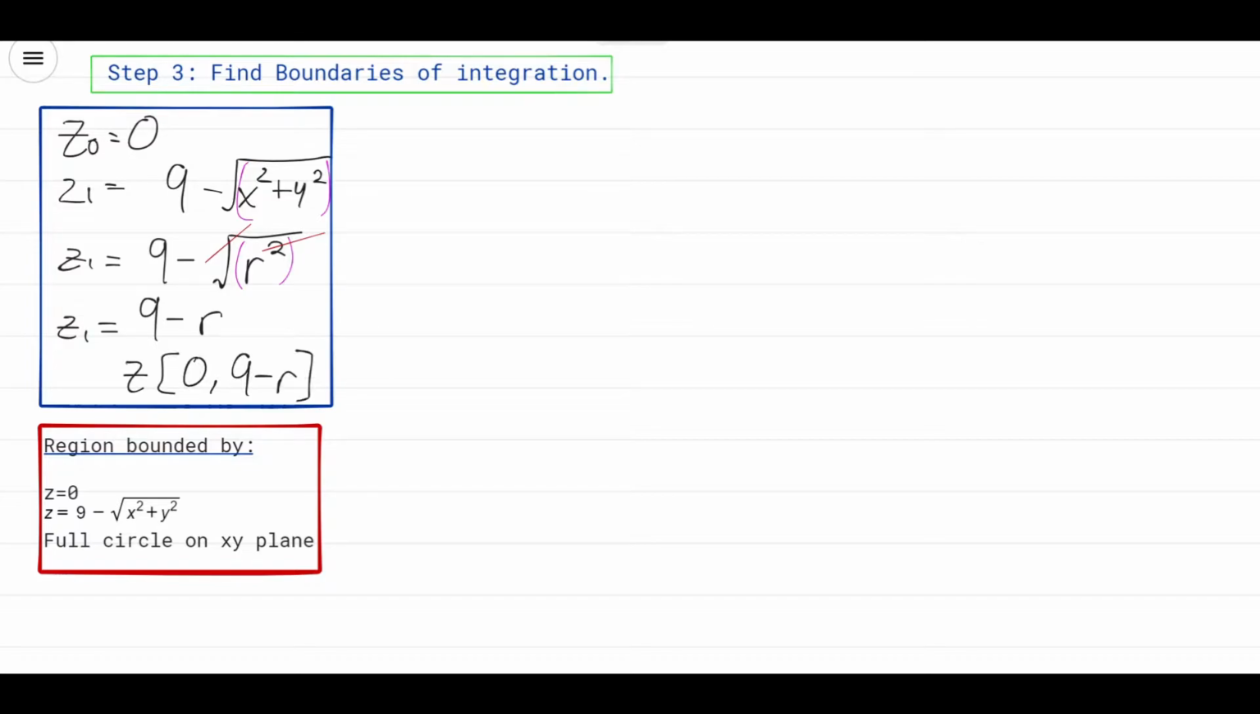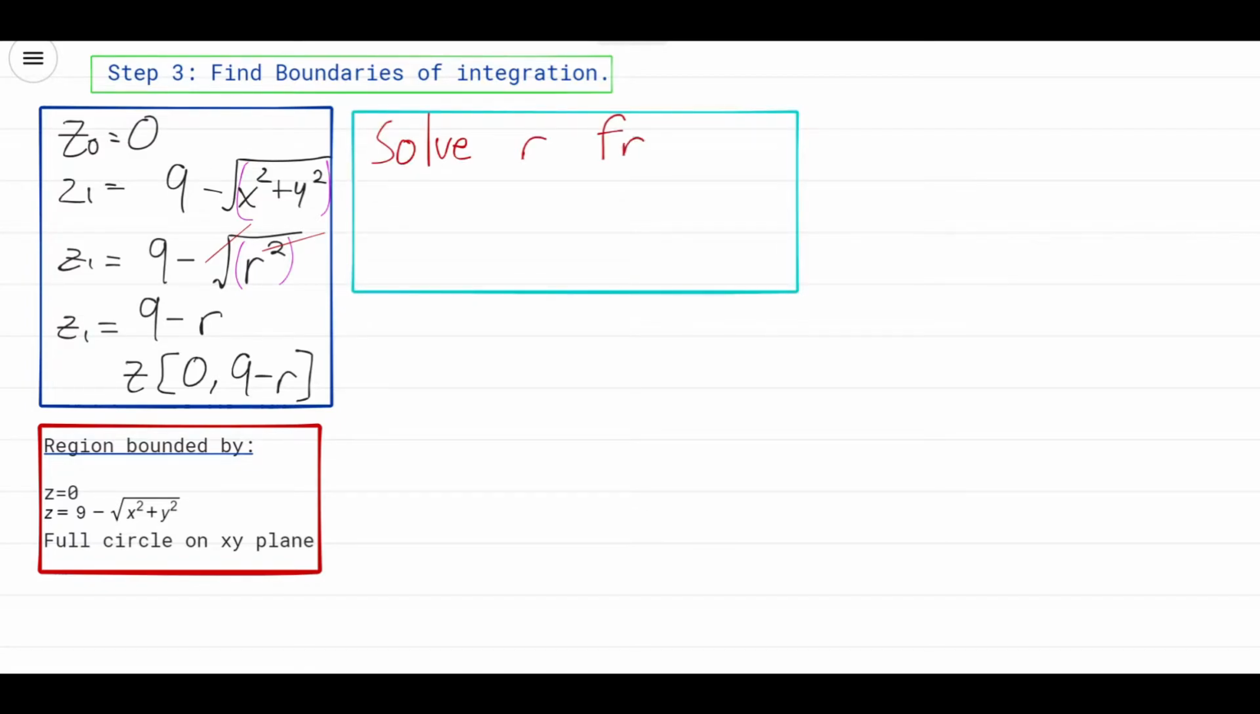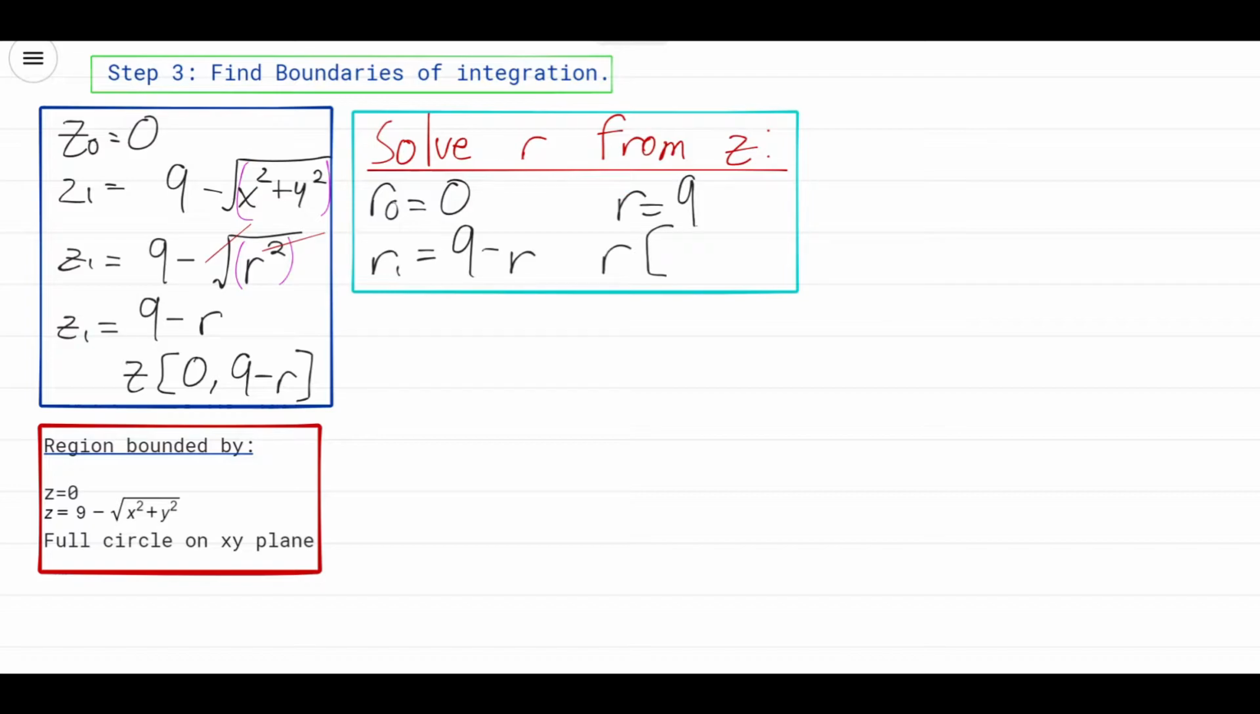Now for our r bounds, we're going to solve for r from z. Our lower r bound is equal to 0, and our upper bound comes from setting 9 minus r equal to 0 and solving for r. When we do that, r is going to be equal to 9. So thus our r bounds are from 0 to 9.